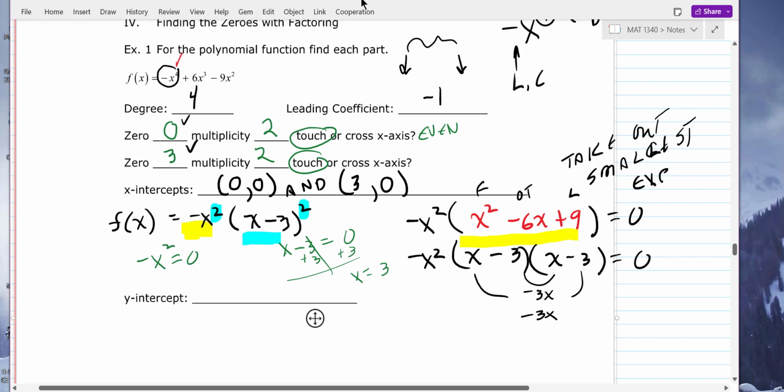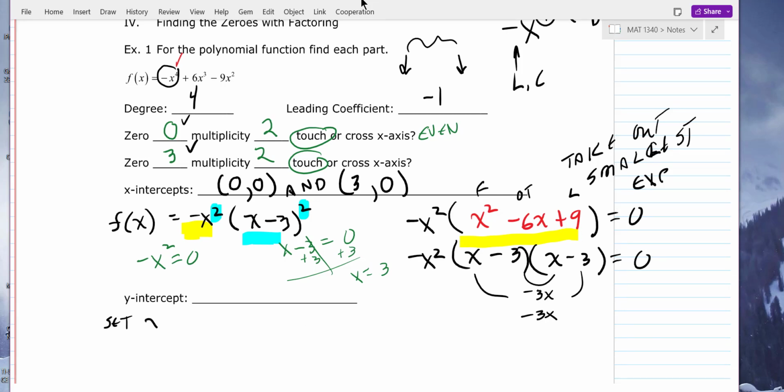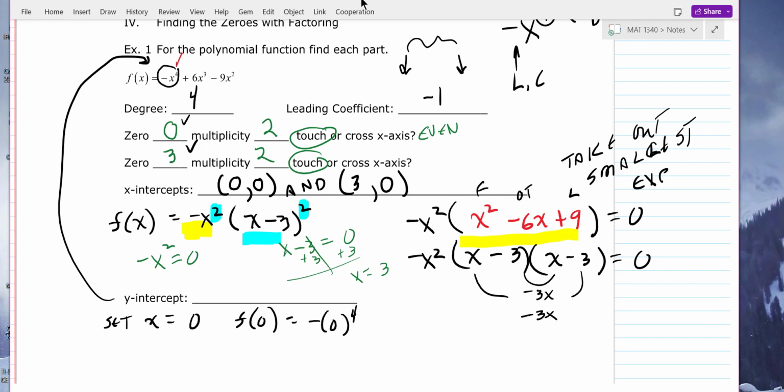Okay, when you do a y-intercept, you set x equals 0. So go all the way to the original. Don't go to the factored form, go to the original. It's easier. So if you just go through and do f of 0, we'll have negative 0 to the 4th plus 6 times 0 to the 3rd minus 9 times 0 squared. In your head, do you know what that is? That's 0. If not, just calculate it, okay? Do all the details.